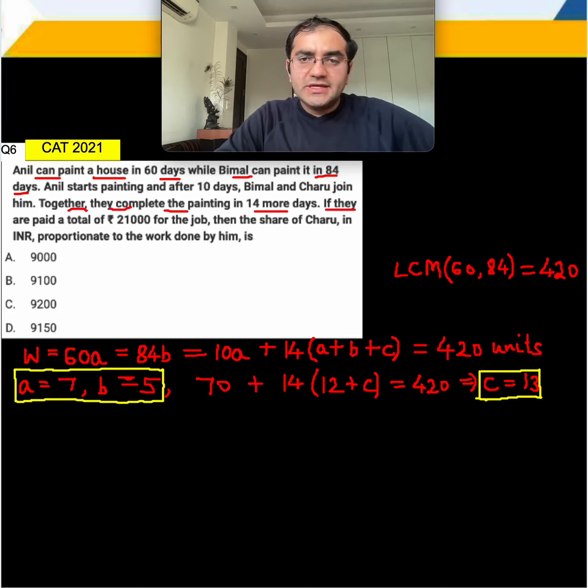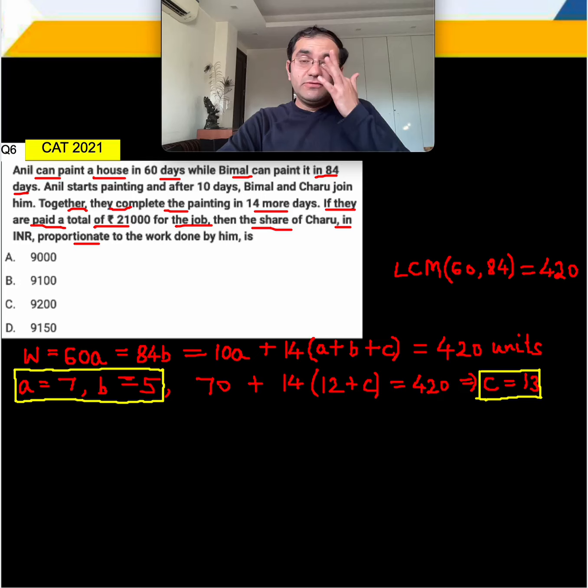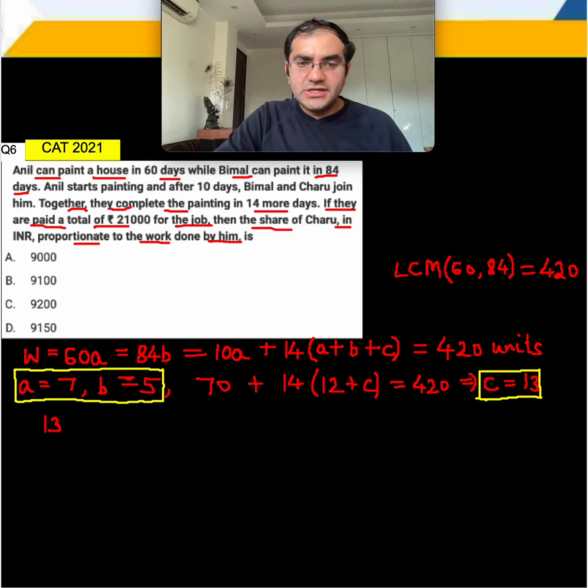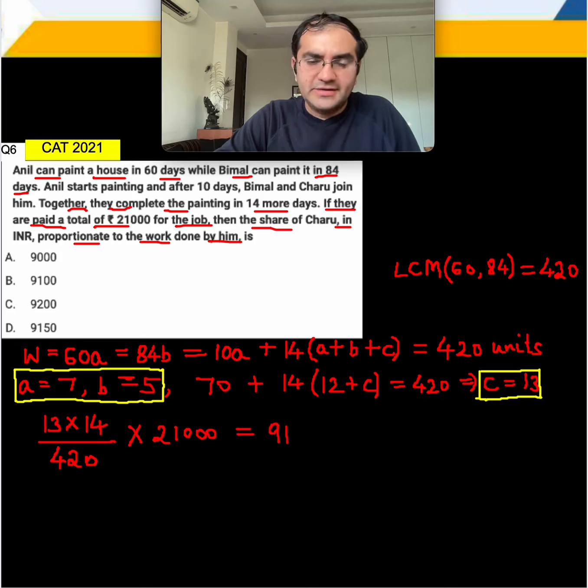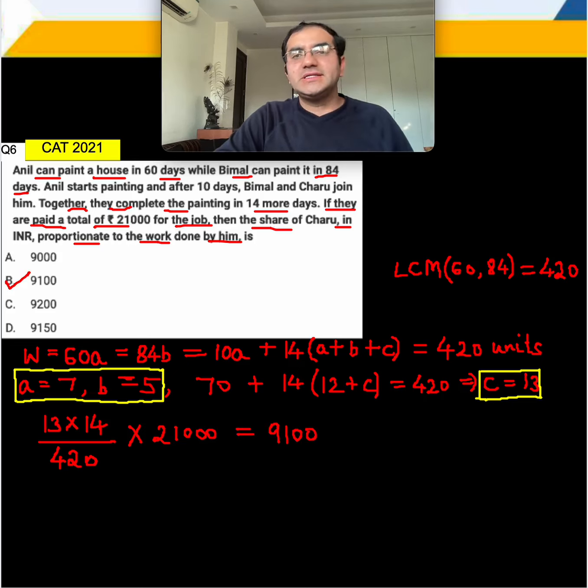Question says that if they are paid a total of 21,000 for the job, then find the share of C. So Charu will be paid according to the work that she has done. What is the work that Charu has done? Charu has done 13 units per day and Charu has worked for 14 days. And this is the work done out of a total of 420 units. So this is the fraction of the work done by Charu, and this fraction of 21,000 is what Charu will get. Solve and you get 9100 as the answer. The answer is B for this question.